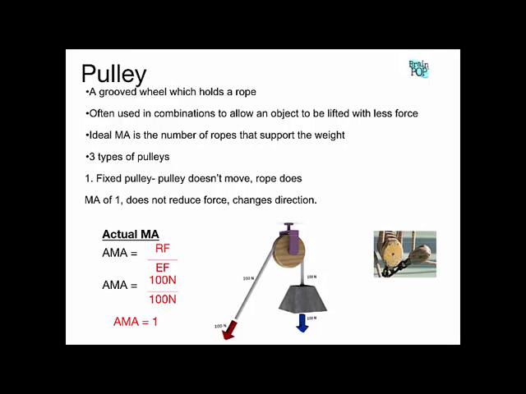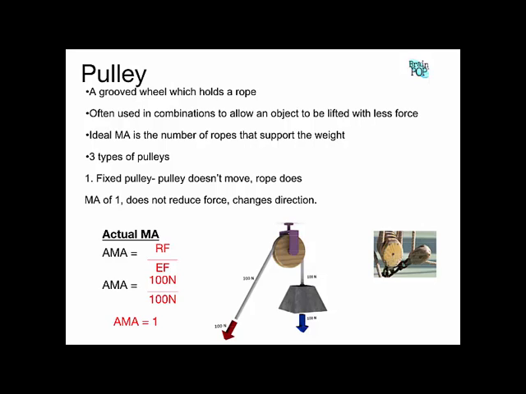Jack? Luke? Gabe? Maybe the grooved wheel has friction on it. Right, that could be a factor. But in the real world, will ideal and actual ever be the same? No. This really is an impossibility. The only way this could happen is if we had a friction-free surface, which does not exist. So there should be some friction here.